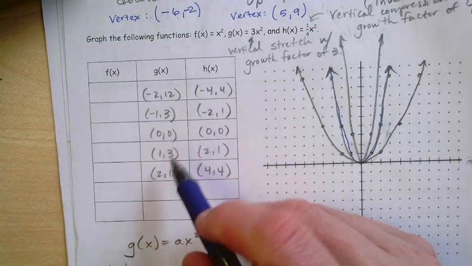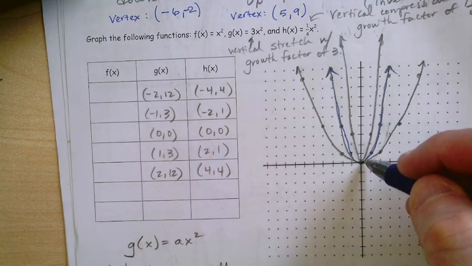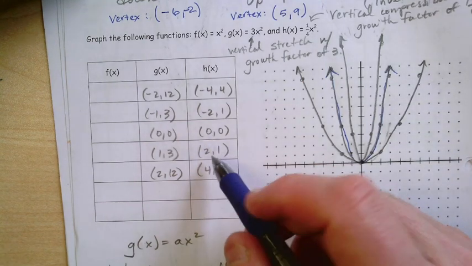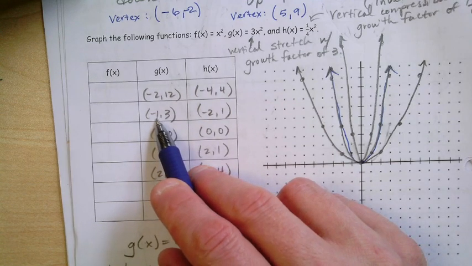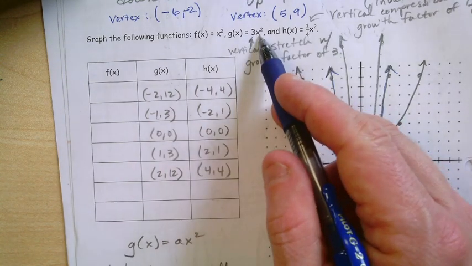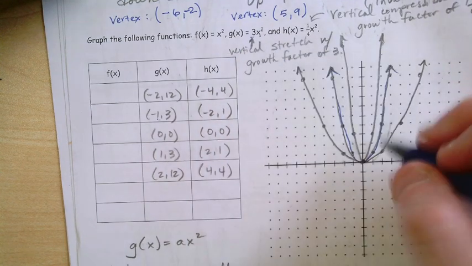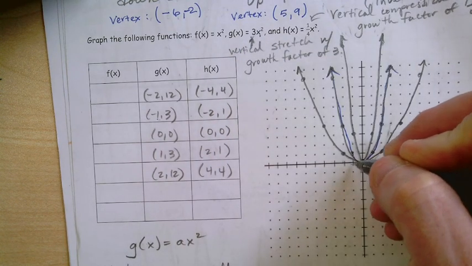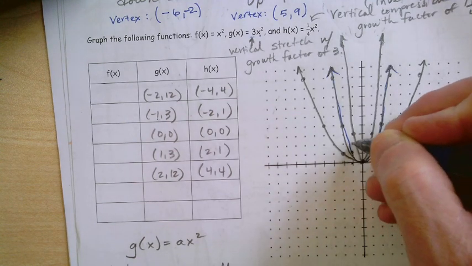So what happens here is this. Plugging 0 in doesn't change, so my vertex remains at 0, 0. Okay. But if I go to, let's say, negative 1, negative 1 squared is positive 1, multiplied by 3, you get 3. So instead of going over 1 and up 1 like we did here, we're going over 1 and up 3.